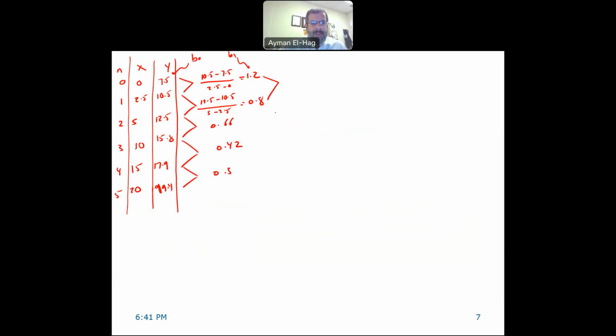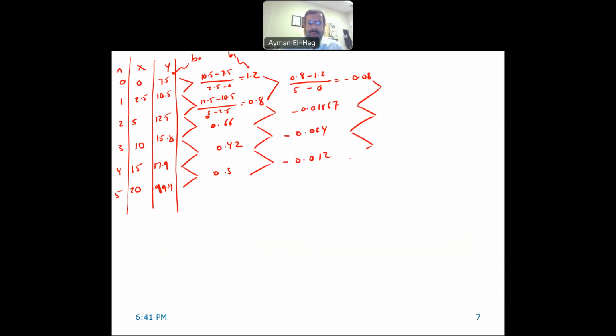So now we will continue here. So for example, in this one will be 0.8 minus 1.2 divided by 5 minus 0, and this will give you minus 0.08, and then minus 0.01867, minus 0.024, and finally minus 0.012.